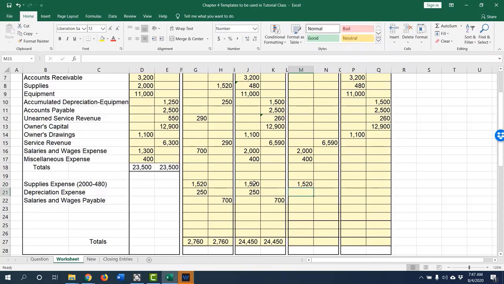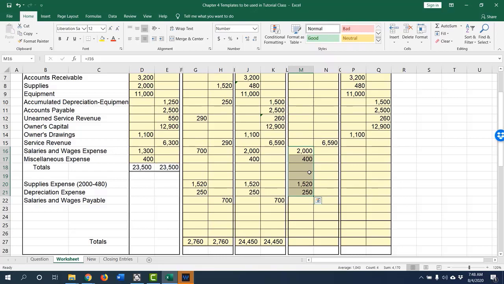Depreciation expense, it is another expense. It will also go to the debit side of the income statement part because that's an expense account. So there we got one revenue account and 4 expense accounts altogether. So we'll write them on the income statement part of the worksheet.